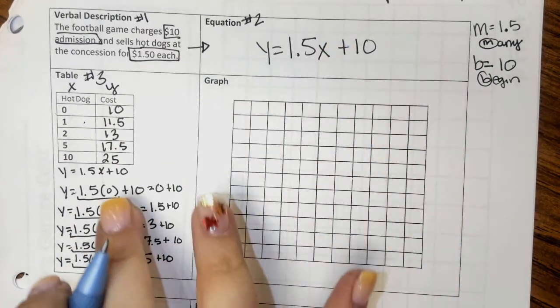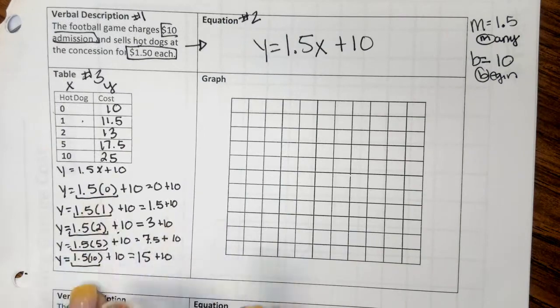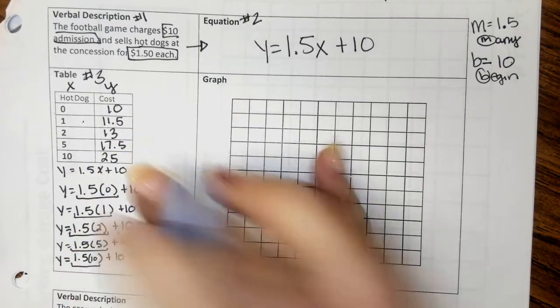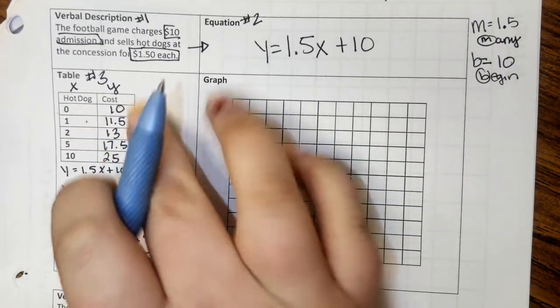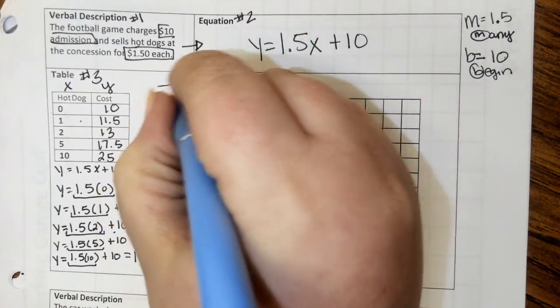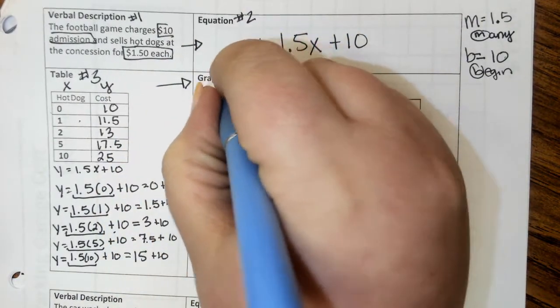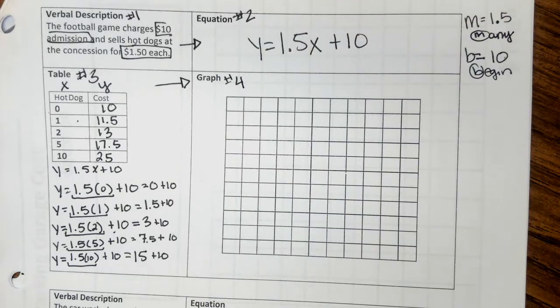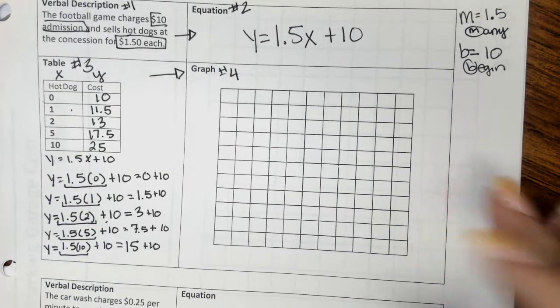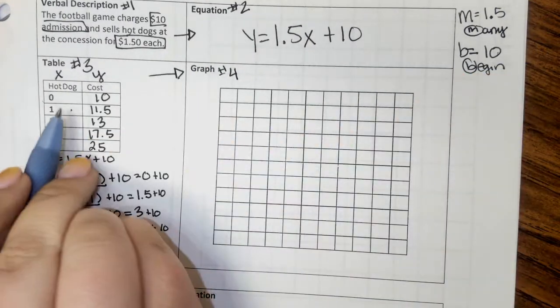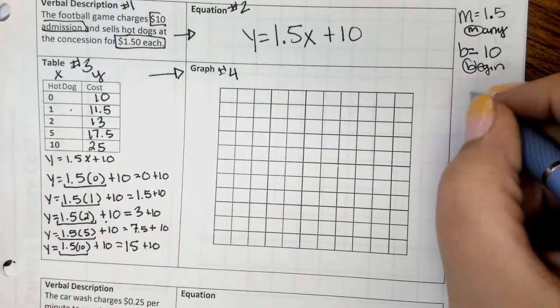We used the equation and plugged in x values to complete the table here. Now we're going to use the table to create the graph, the fourth way that we can see a linear equation. We're going to need all of the ordered pairs, so I'm going to write those off to the side.